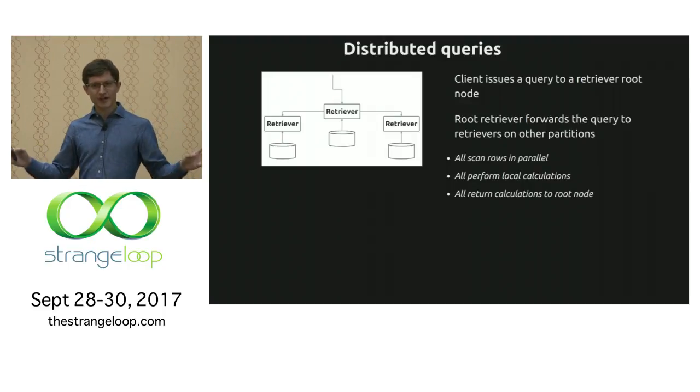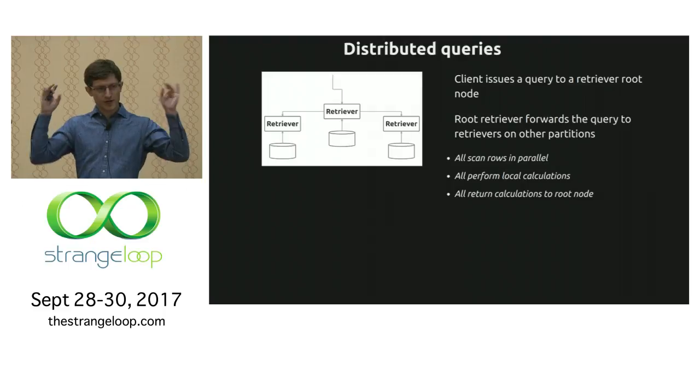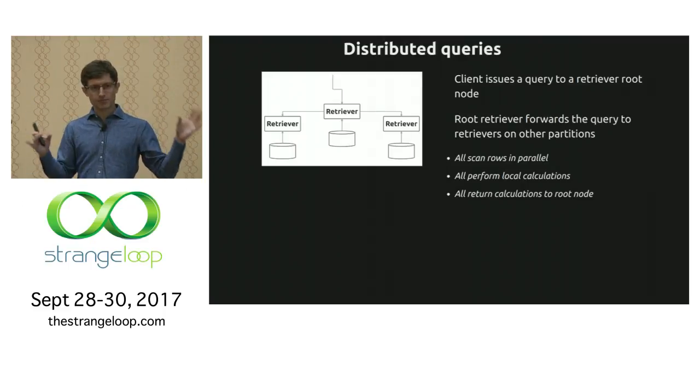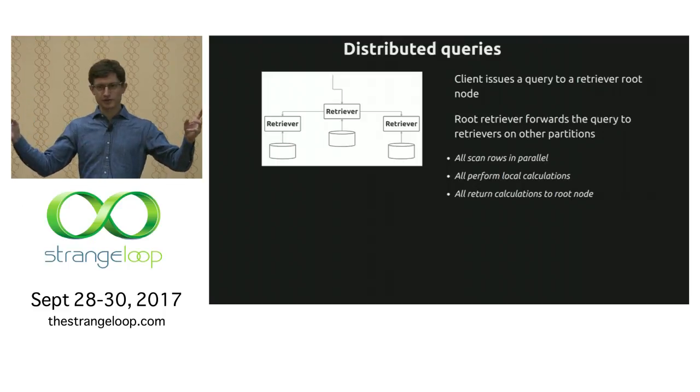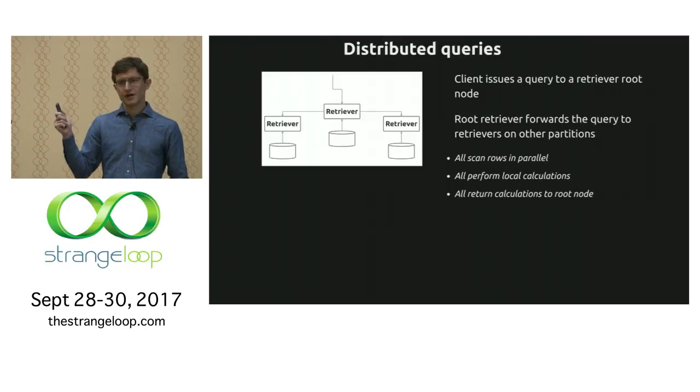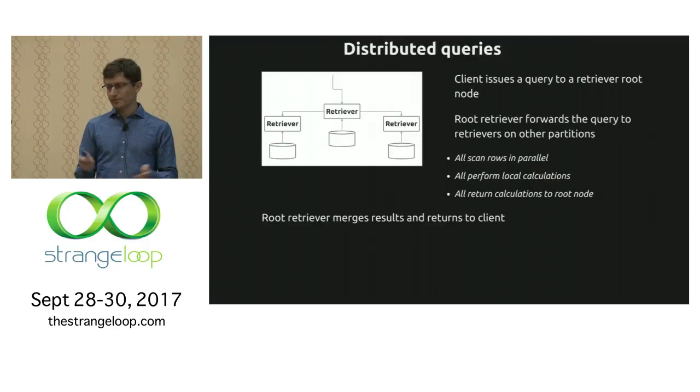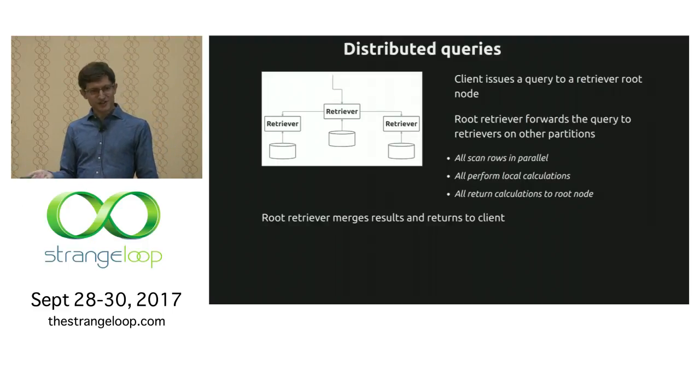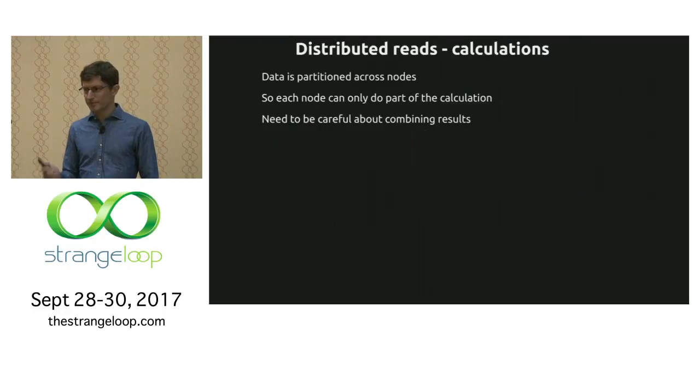And then they can all scan their data on disk in parallel. They can each compute part of the answer to the question, and then send their partial results back to the root. The root merges the results and sends them back to the client. And then we have our answer. Well, that sounds simple, but there are a few things we need to watch out for.